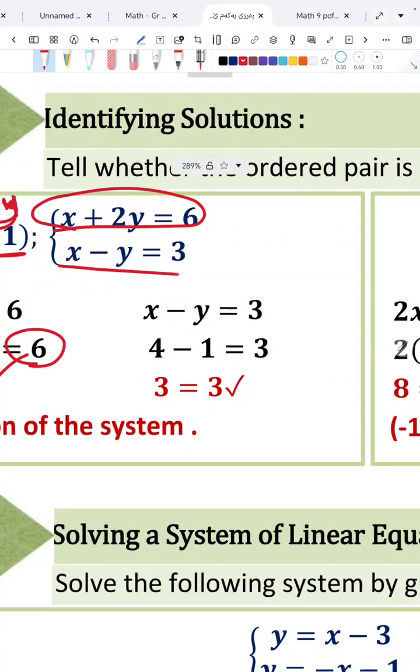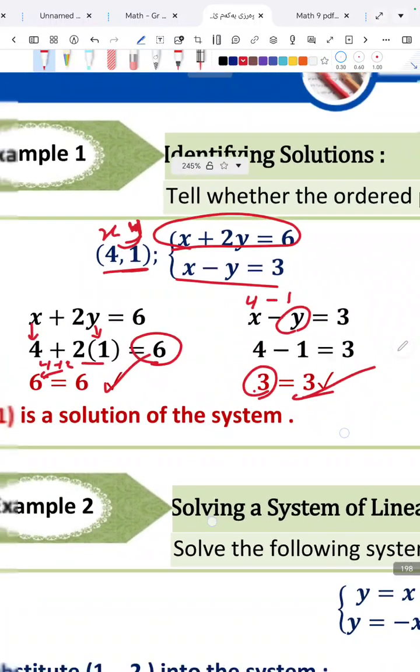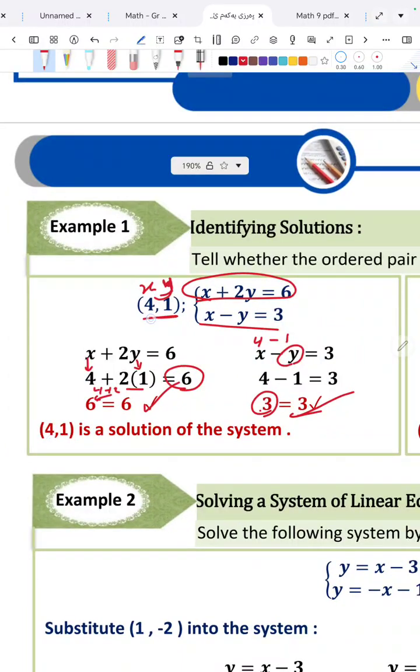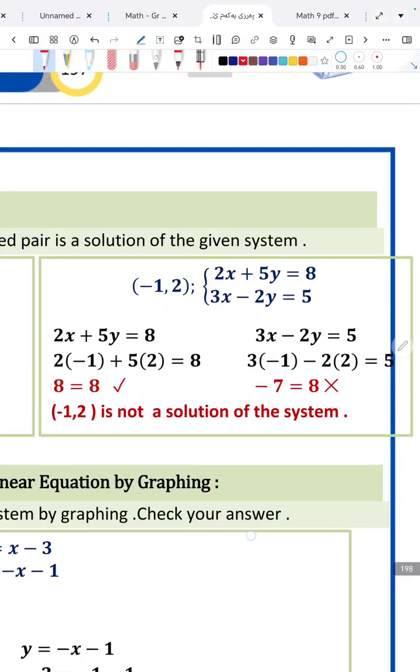The second one, x minus y equals 3. Instead of x, I'm going to write 4. And instead of y, I'm going to write 1. So 4 minus 1 equals 3. For the other side, we have 3. So 3 equals 3, yes. That's why we will say this ordered pair, 4 and 1, is the solution of the system.